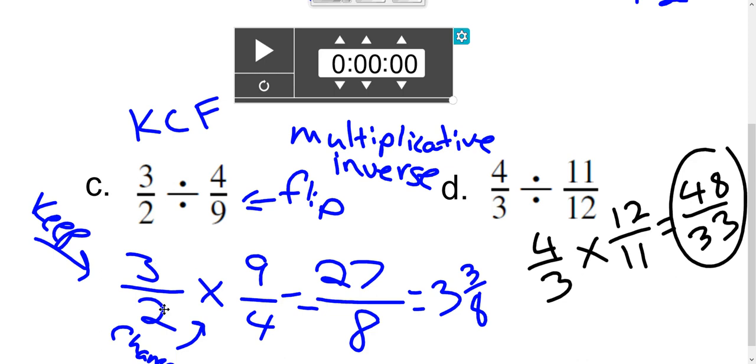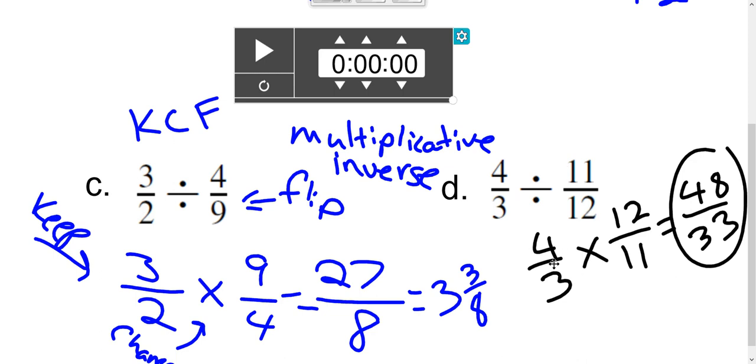So it would be 3 over 2 times 9 over 4, which gives us 27 over 8. And then to simplify, we really can't simplify it, but we could change it into a mixed number. But we don't really need to worry about that today because we have a lot of other things to pay attention to. All right, so 4 over 3 divided by 11 over 12.